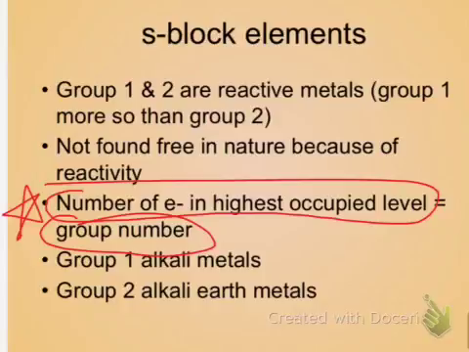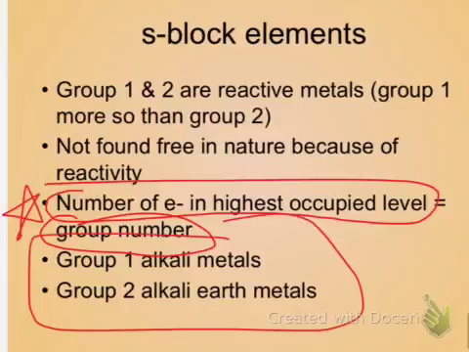So if I have a group 1 element, how many valence electrons does it have? 1. If I have a group 2 element, how many valence electrons does it have? 2. S block is super easy. This is important because as we go, you'll need to be able to go on the fly. Oh, it's got 1 valence electron. Oh, that forms a +1 ion. And you'll be very good at that.